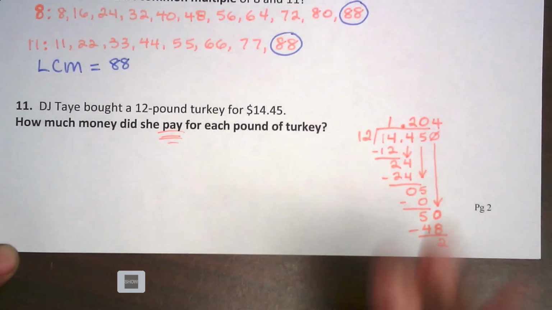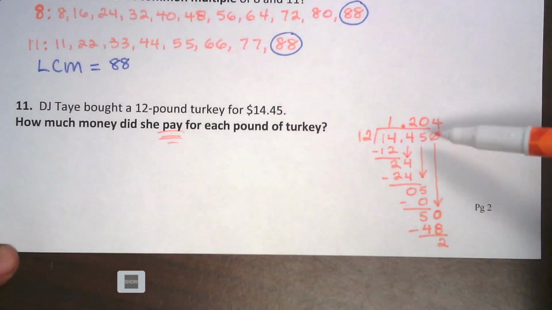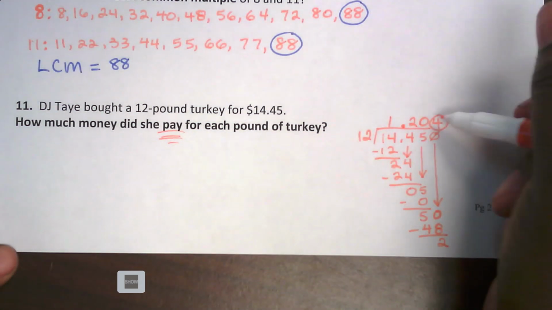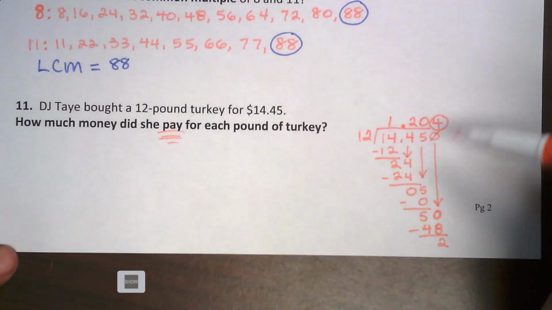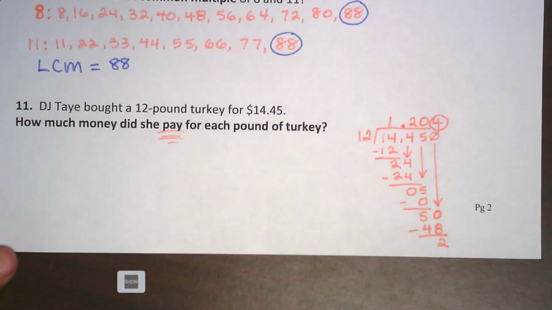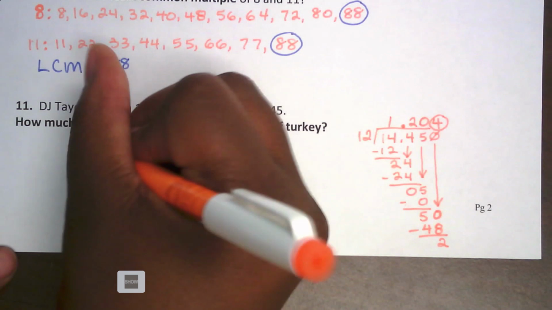And I could keep going and going and going, but remember, we're looking for money. So I just needed this third decimal place to tell me whether or not I'm going to round up. And it's less than 5, so I don't need to round up. So how much did she pay for each pound of turkey? $1.20.